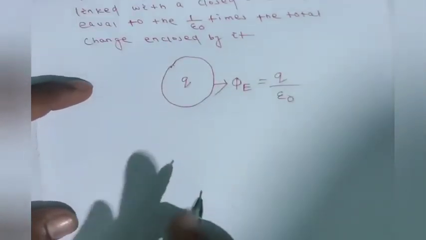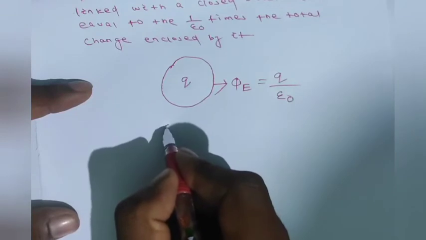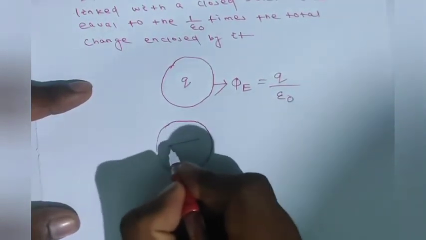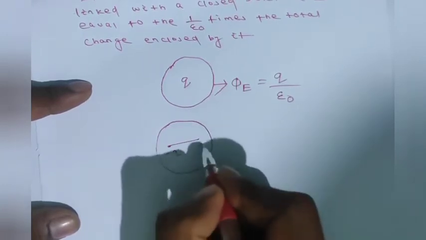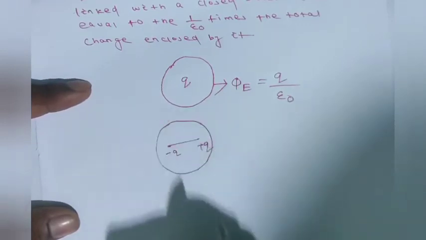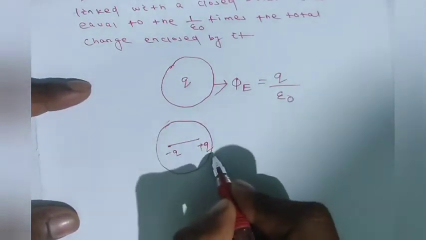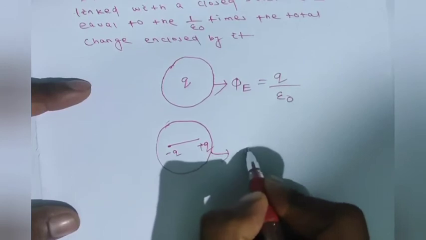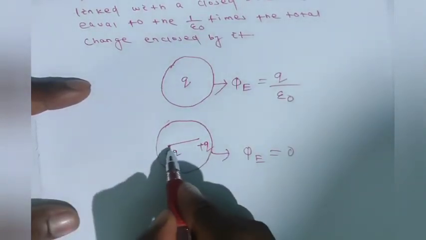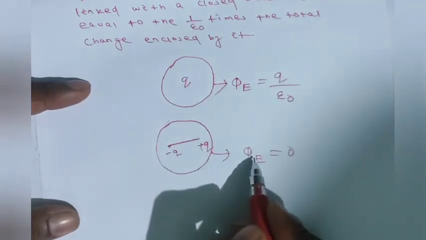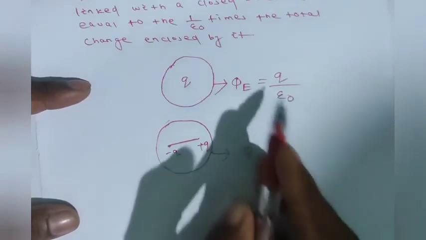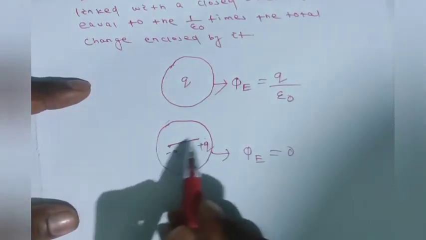And the next question was asking, if a dipole is placed in a closed surface, a dipole, this is a dipole, minus Q plus Q, which is placed inside a closed surface, then what will be the electric flux? So the electric flux will be 0, because according to Gauss law, electric flux is equal to the total charge enclosed by the surface divided by epsilon. But here the total charge is what?